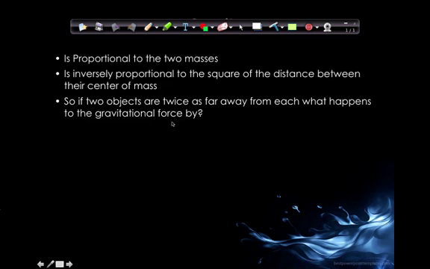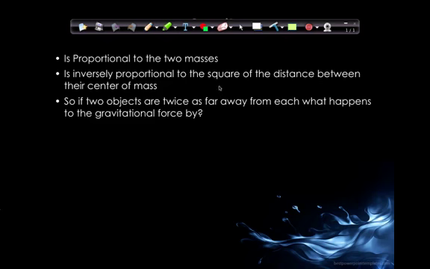Let's look at this question right here. If the two objects are twice as far away from each other, what happens to the gravitational force? Okay, so we know that the radius, or the distance rather, increased by a factor of 2. Since we're further away from the object, the two objects have more distance in between them. So we know the force of gravity should decrease.